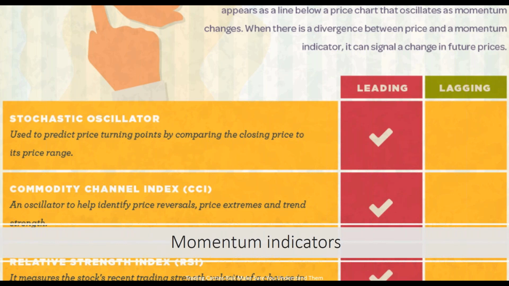So it depends on what part of it you're using. And again, stochastics falls over several different categories, but there are different uses of its interpretation. Under momentum indicators, we have the leading one, which is stochastics, and then the next one, relative strength index, RSI. Stochastics is used to predict price turning points by comparing the closing price to its price range, whereas RSI measures an asset's recent trading strength and determines whether it's overbought or oversold.